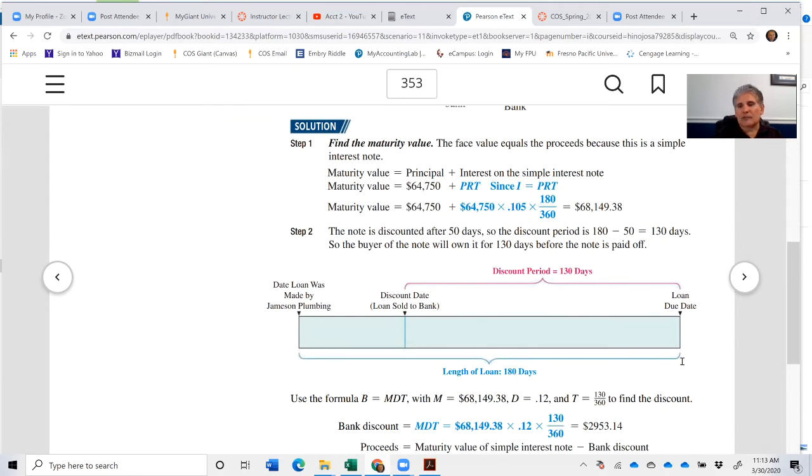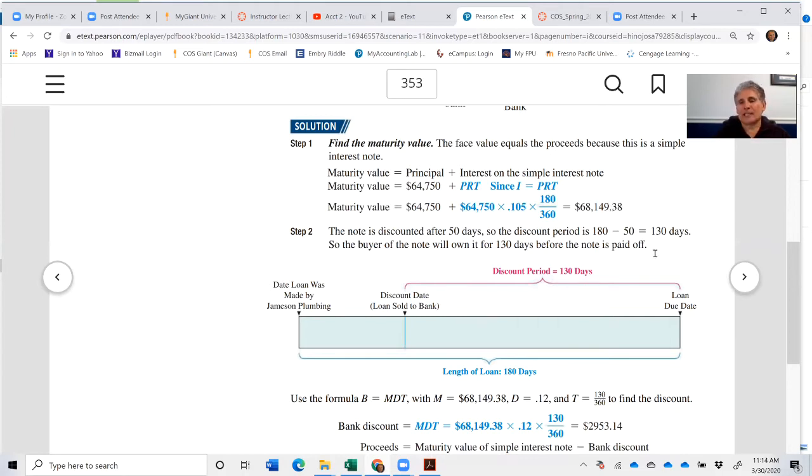If they would have hung on to the note for 180 days, they would get that money. But now we're here, 50 days later, and now Jameson says, I need some cash. And the bank says, okay, let me go ahead and figure out exactly how much you were supposed to get, which we did, $68,149. And now we're going to discount that based upon our policy.